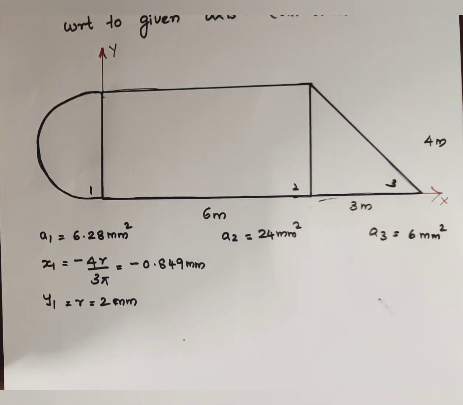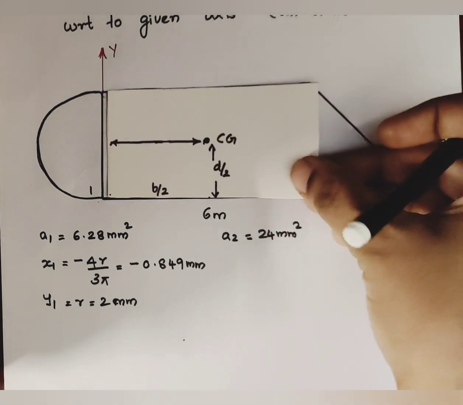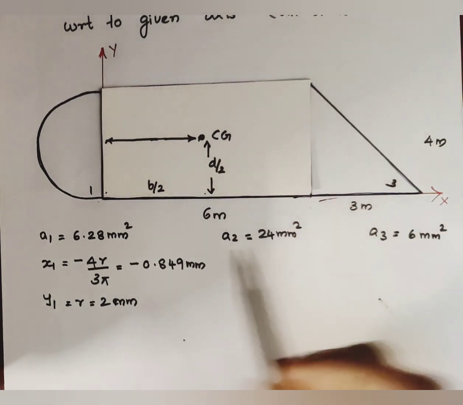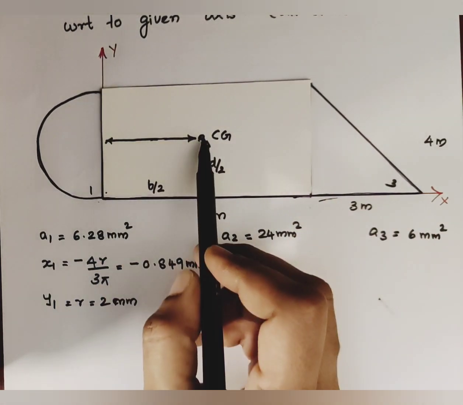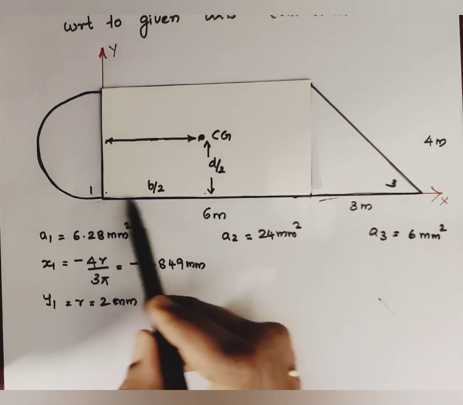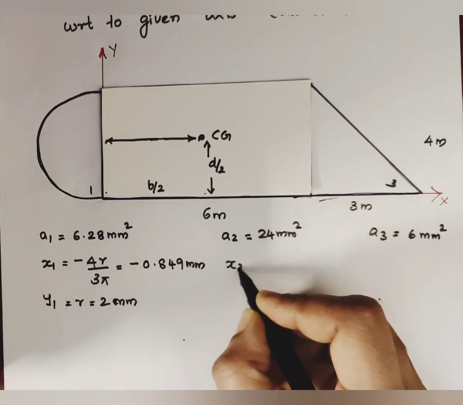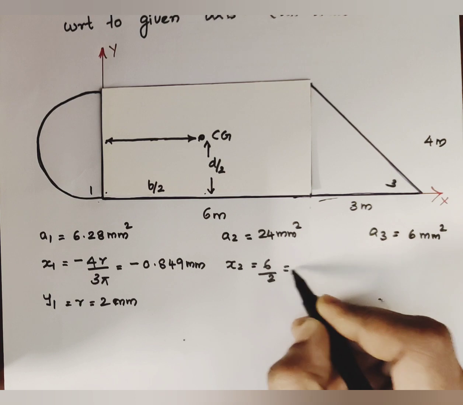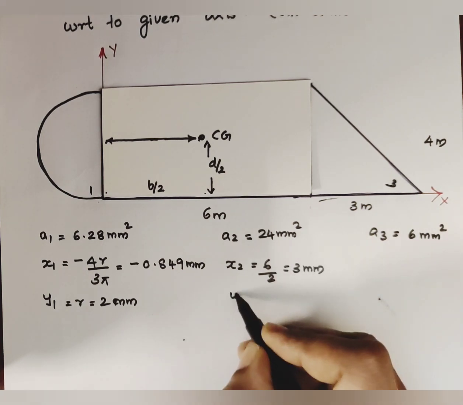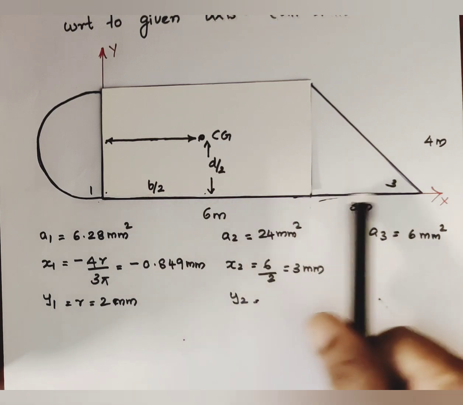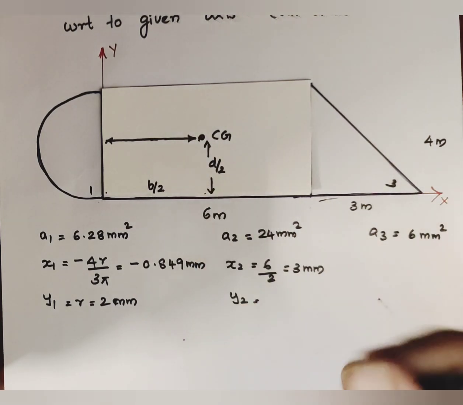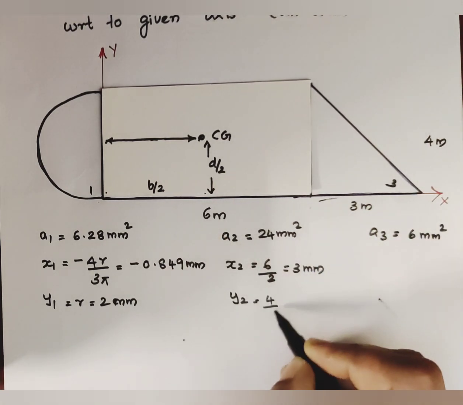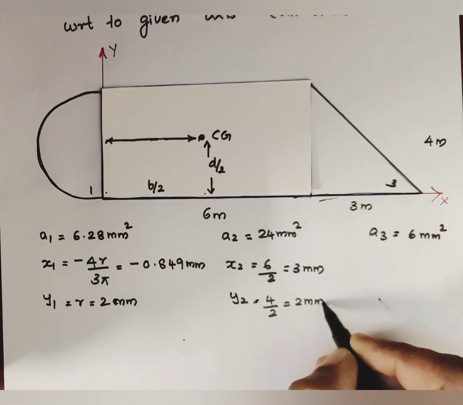Now for the second figure, you have to place the triangle. With respect to this new axis, the centroid is at this distance, that is equal to b by 2. So x2 is equal to b, total width 6 by 2, that is 3 millimeter. And y2 is with respect to this OX axis, that is this distance, equal to d by 2. d is 4, so 4 by 2 is equal to 2 millimeter.